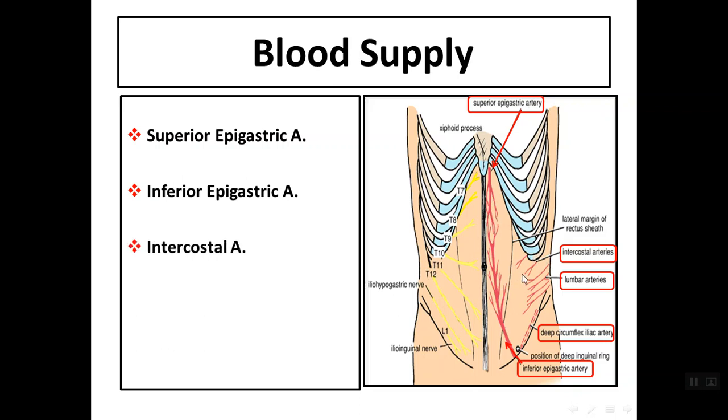Other arteries that supply the anterior abdominal wall from the lateral side are the intercostal arteries, the lower two intercostal arteries, and the four lumbar arteries, which originate from the abdominal aorta. Another artery is called the deep circumflex iliac artery, which originates from the external iliac artery and runs upward and laterally parallel to the inguinal ligament, supplying the lower lateral part of the anterior abdominal wall to reach the anterior superior iliac spine. So these are the arteries that supply the anterior abdominal wall.